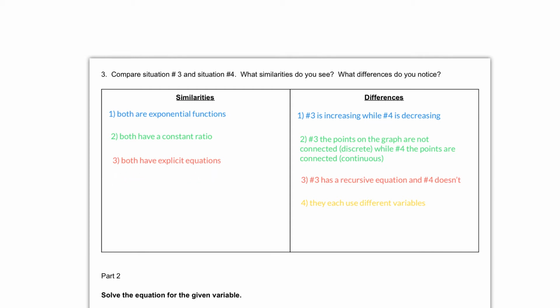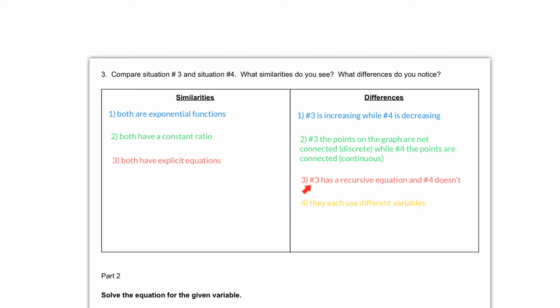Some differences that you might notice. Number 1, number 3 is increasing while number 4 is decreasing. So number 3 is going up from left to right. Number 4 is going down from left to right. The second one, number 3, the points on the graph are not connected, so we call that discrete. While number 4, the points are connected, which is continuous. So we have a discrete function versus a continuous function.